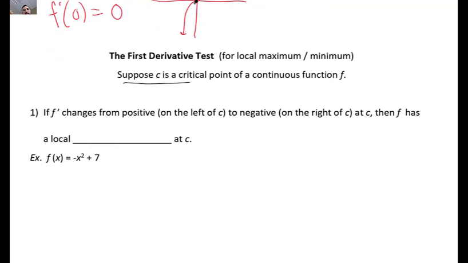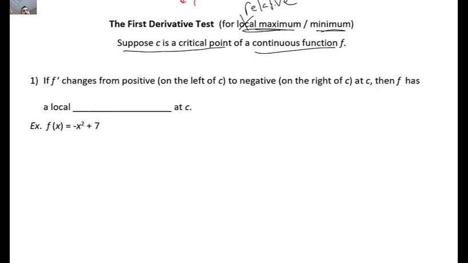Okay, so suppose c is a critical point and f is a continuous function. That's important so that we know it's not jumping around in ways that are unpredictable for us. And we're going to do this to find the local maxes and the local mins, or the relative max, relative min. Relative and local are interchangeable. All right, so if the derivative changes from positive to negative at c, then f has a local max.